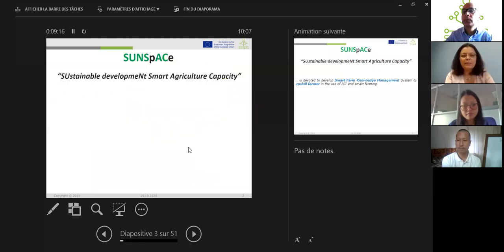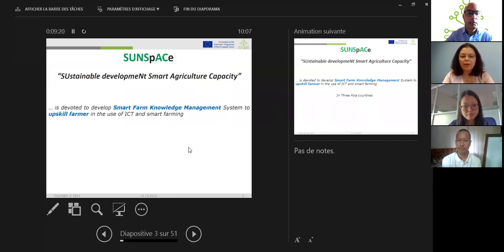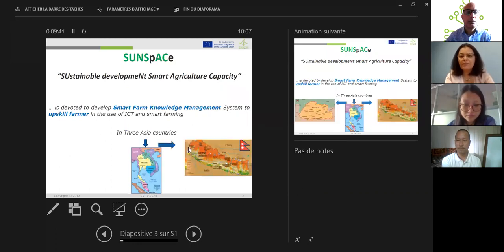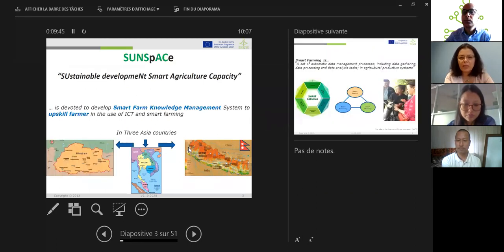So SpACe is devoted to developing a smart farm knowledge management system to upskill farmers in the use of ICT and smart farming. This project is now implemented in 3 partner Asian countries: Thailand, Nepal, and Bhutan.